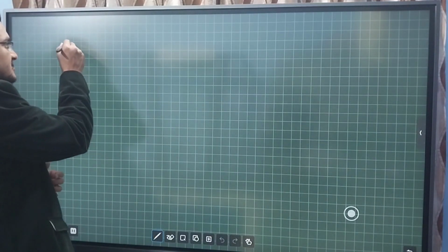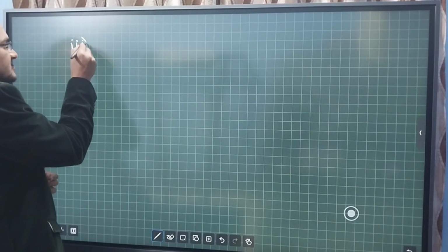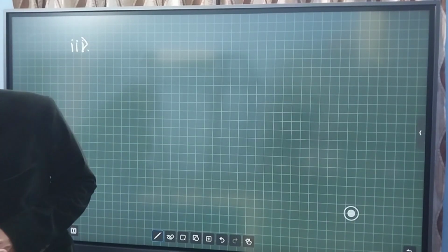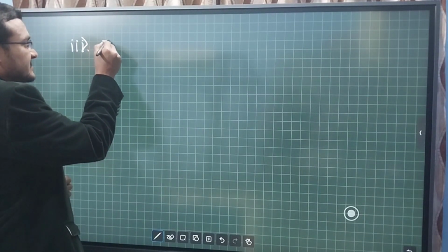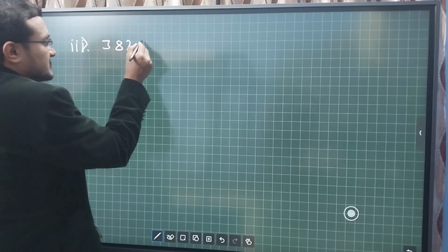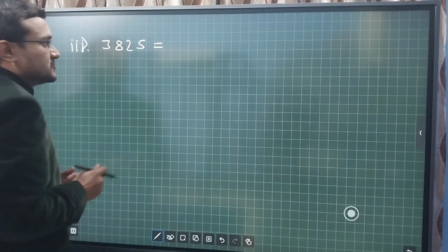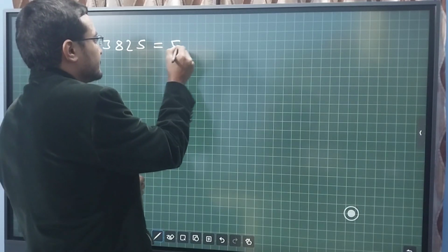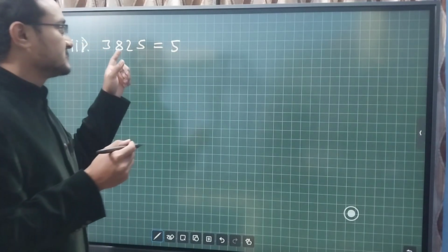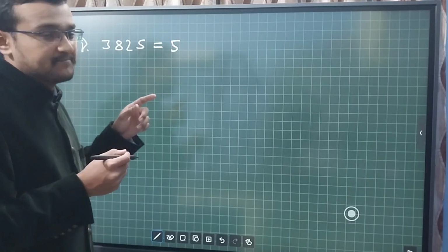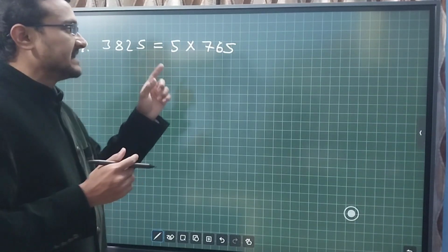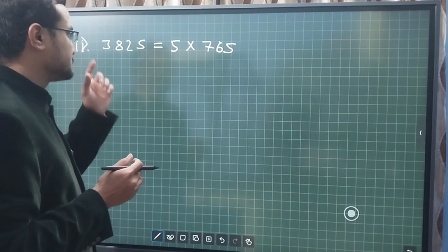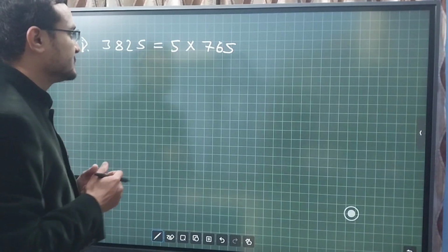Now we will move to the third part. Here they have given 3825. We'll try to factorize this. 3825 you can write as 5 into something, because 5 is a factor since this number is ending with 5. So you can take 5. So 5 into 765 you can express as 3825.